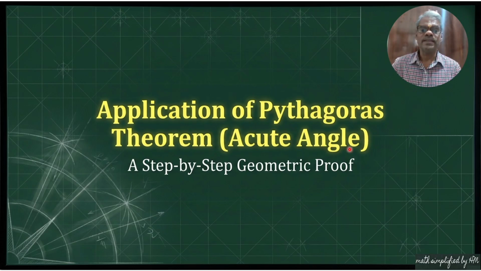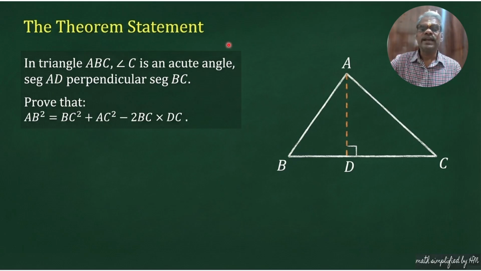Application of Pythagoras theorem, acute angled triangle, a step-by-step geometric proof. The theorem statement, we read it carefully. In triangle ABC, angle C is an acute angle and segment AD is perpendicular to side BC. We have to prove that AB square is equal to BC square plus AC square minus 2BC into DC.